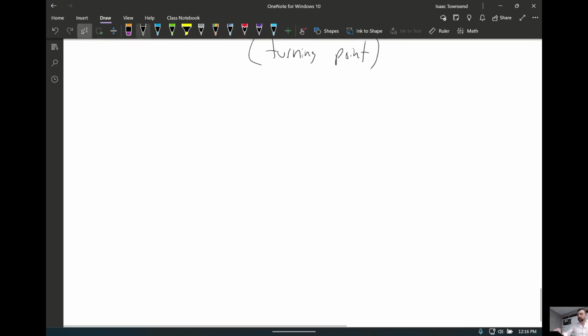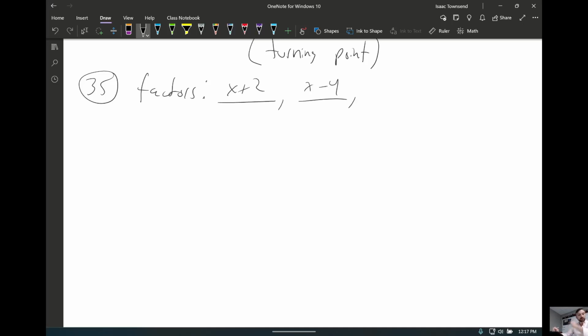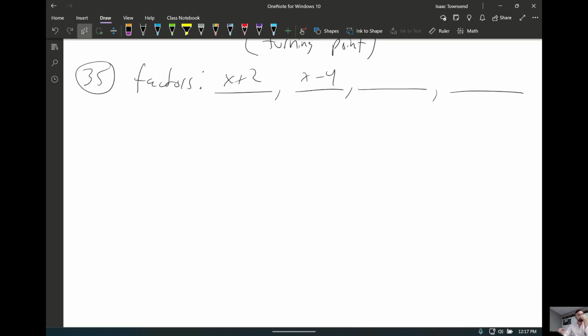All right, and then for 35, find the remaining factors. If x plus 2 is a factor and x minus 4 is a factor, it wants us to find the remaining factors. Well, first off, this is a 4th degree, so I know it's going to have 4 zeros and 4 linear factors. So I would just make 2 blanks for that.